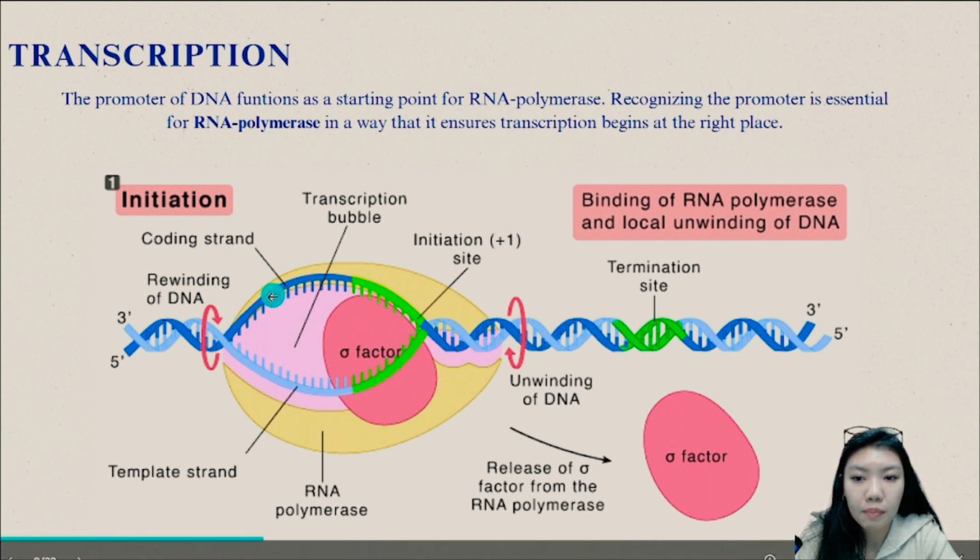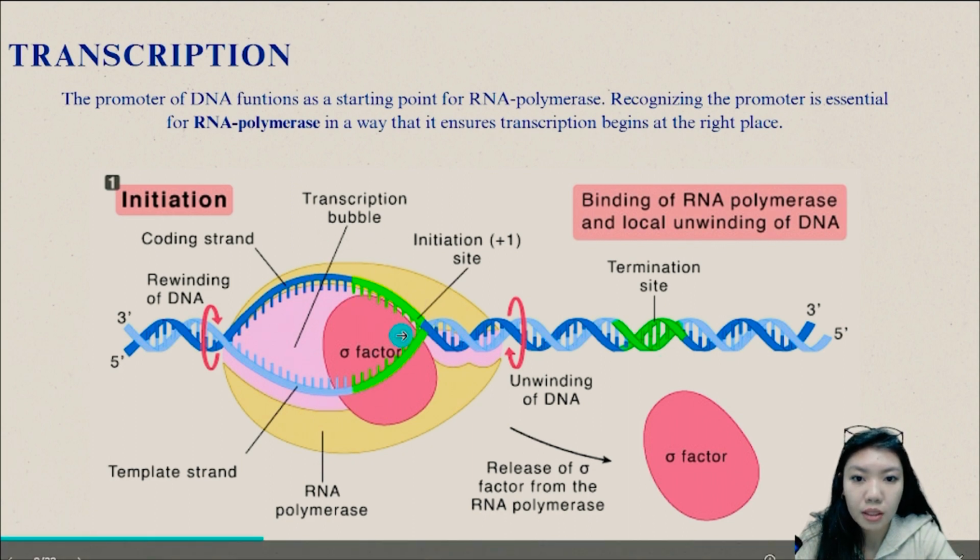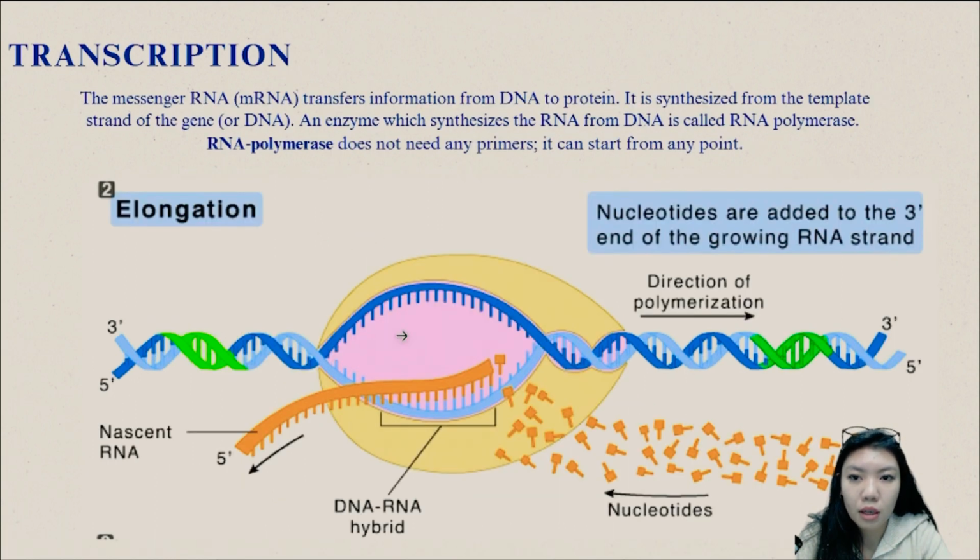Here we can see the coding strand of DNA, the double helix. It starts from the 3' and 5' end. And here we can see the termination site, but before it will occur the initiation. Next one is the process of elongation. In the elongation, you can see that the messenger RNA transfers information from DNA to protein.